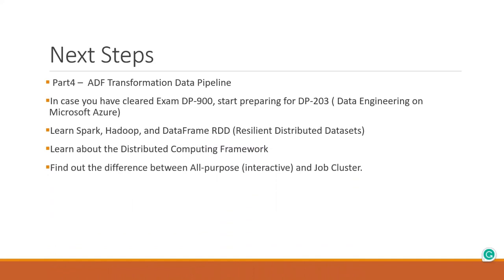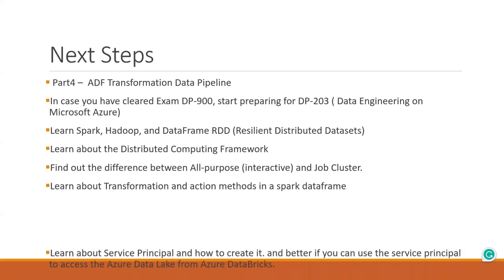There are two types of cluster when you get into Azure Databricks. One is the all-purpose interactive cluster, which we created in this demo, and another one is the job cluster. Try to find out the difference between these two. And as we were talking, there are different kinds of commands in Spark data frames, like read, transformation methods, and action methods. You need to find out what the different transformation and action methods are so that you can use them.